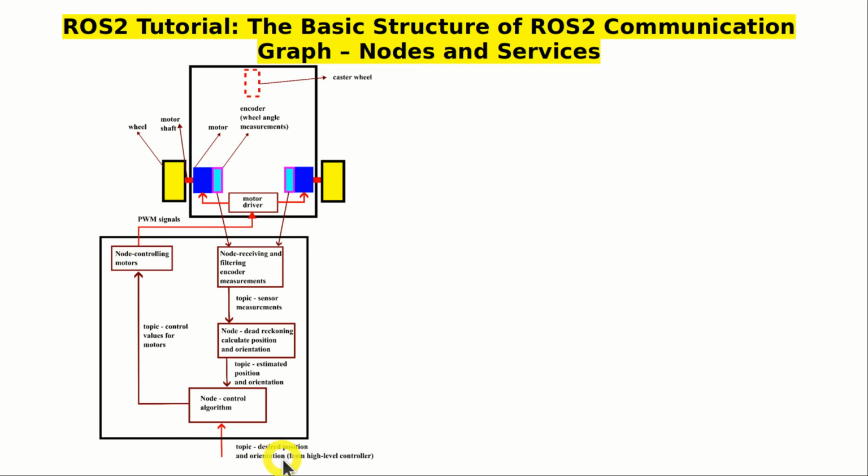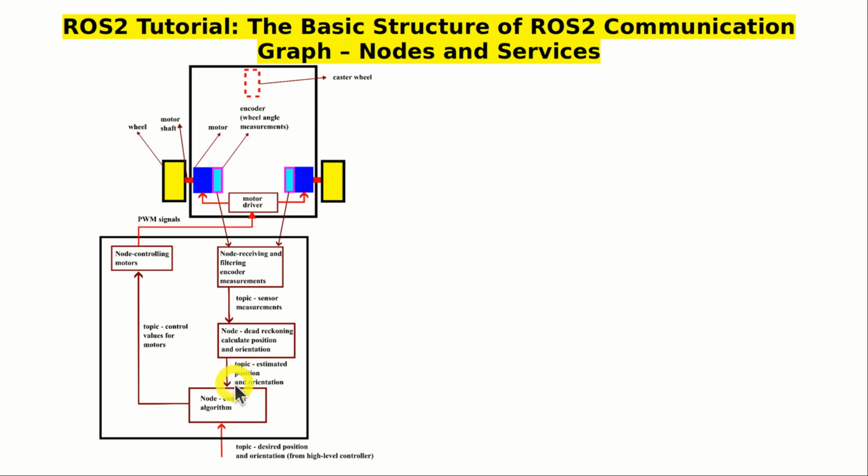The desired control objective is sent through the topic called topic desired position and orientation. The control node called node control algorithm implements a position and orientation control algorithm. This node subscribes to the topic desired position and orientation, and receives the information about the desired position and orientation. At the same time, the control node receives information about the estimated position and orientation through the topic called topic estimated position and orientation. That is, it subscribes itself to the topic used to communicate the estimated position and orientation.